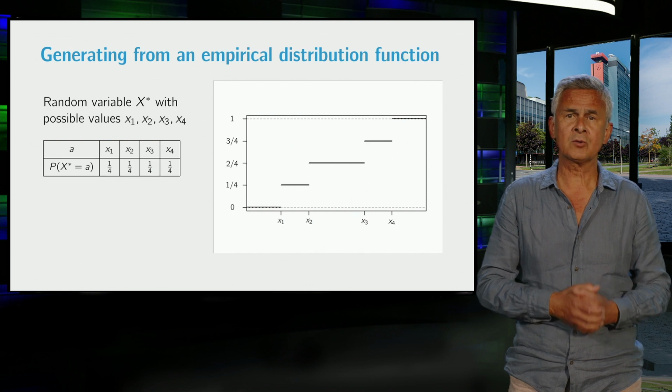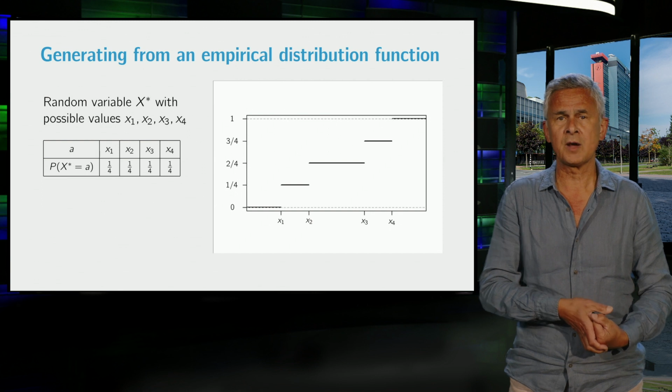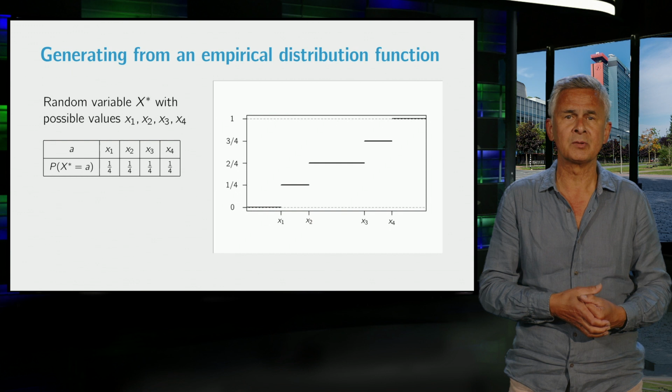Now here is the empirical distribution function of a dataset with 4 elements, say x1 up to x4. And suppose for simplicity that the elements are ordered.